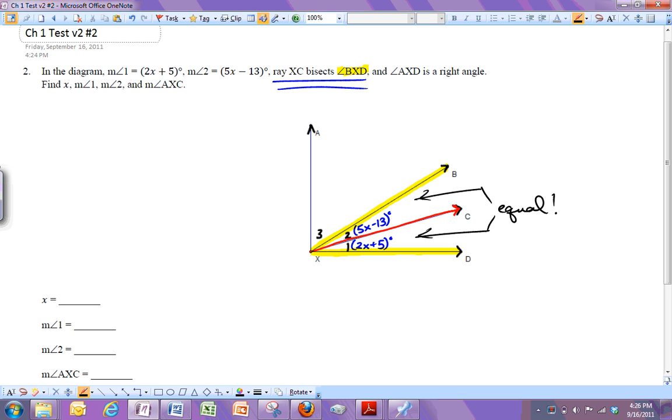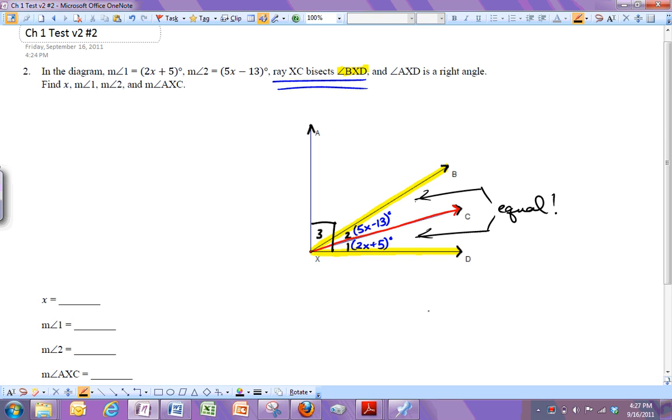AXD, the big angle here from A to X to D, that's 90 degrees. So I'm going to put a big 90 right here. Okay. Find x. Well, the only useful thing I know right now is that angle 1 and angle 2 are equal to each other because of that bisector.